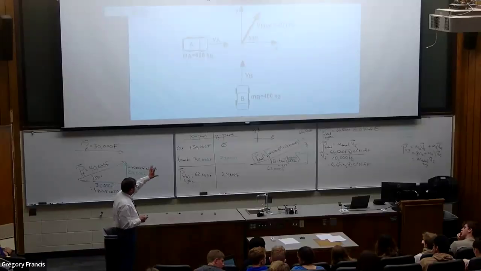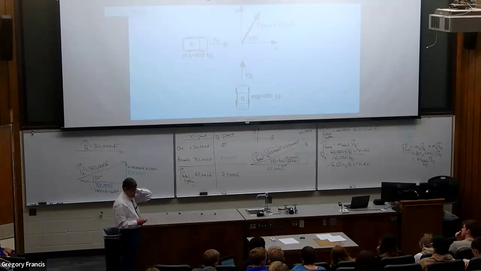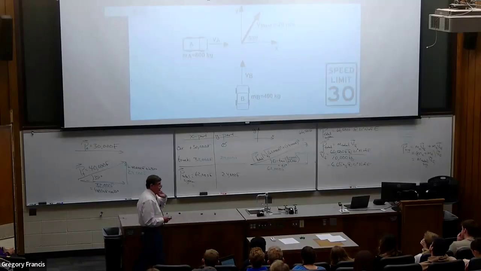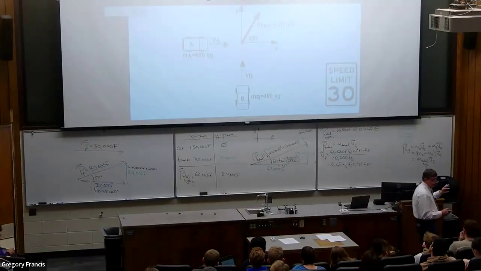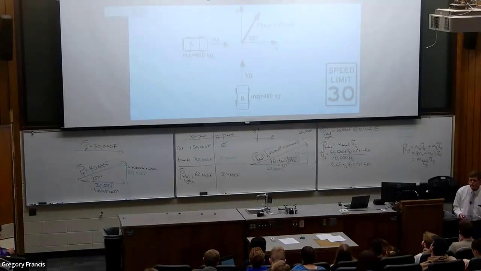In this problem, you are the investigator, and you're asked to come and testify who should get the ticket. And in this neighborhood, the speed limit is 30, by which we mean 30 meters per second, 60 miles an hour. They don't really love their children very much in that neighborhood.